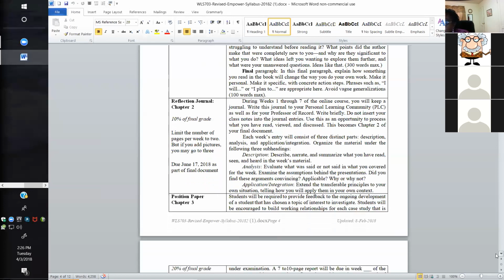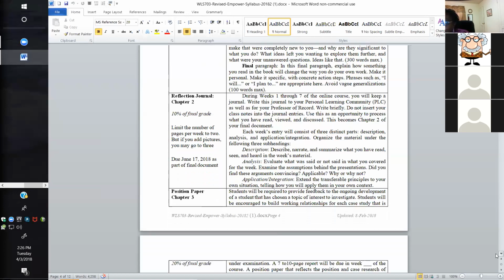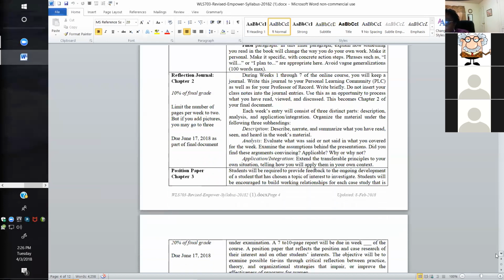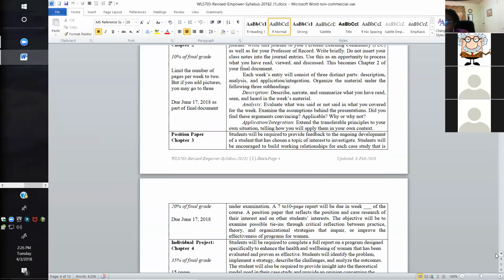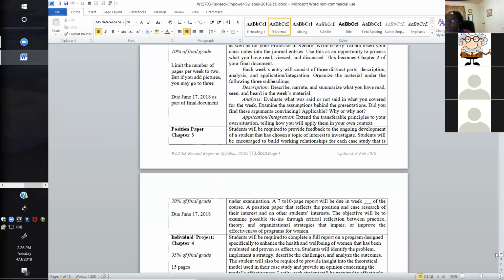Okay, so let's go to the position paper, which is one of the 2 big ones. They're all big and important and they're linked, but the position paper and then the individual project. With respect to the position paper, I would expect you to give each other feedback on your work, on the particular interest that you have. The position paper reflects the position and case research that you're interested in.